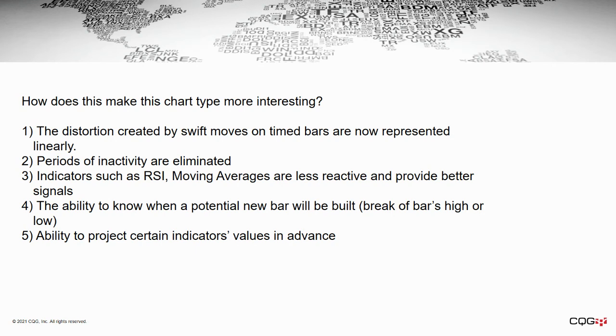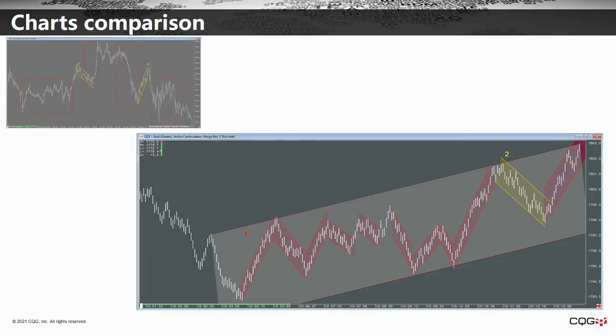There is the ability to know when a potential new bar will be built, because we know that a new bar is created on the breach of the previous one. And the ability to project certain indicators' values in advance. Let's take our first example again and look at each section on both chart types.